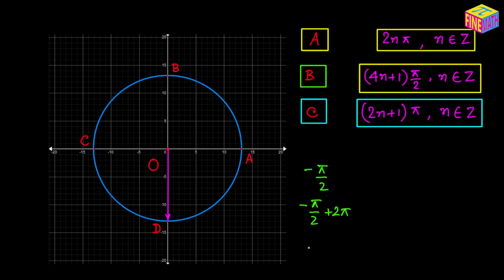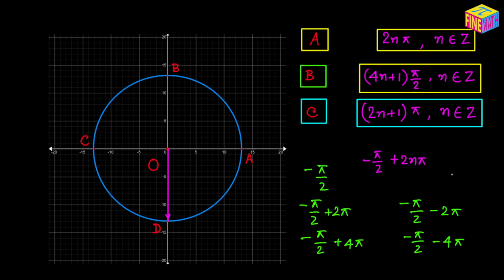And similarly, if we rotate it one more time in the counterclockwise direction, it will be negative pi over 2 plus 4 pi. And similarly, from the initial position, if we rotate it in the clockwise direction one full circle, then the amount of angle would be negative pi over 2 minus 2 pi. And if we rotate it one more time in the clockwise direction, the angle would be negative pi over 2 minus 4 pi. So here again we are starting to see a pattern that the angle is looking like negative pi over 2 plus or minus an even multiple of pi.